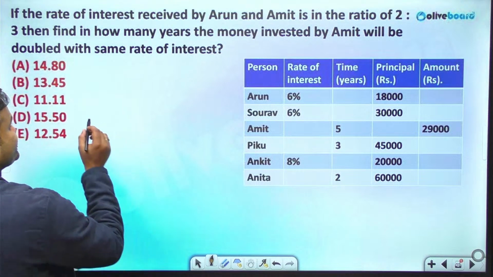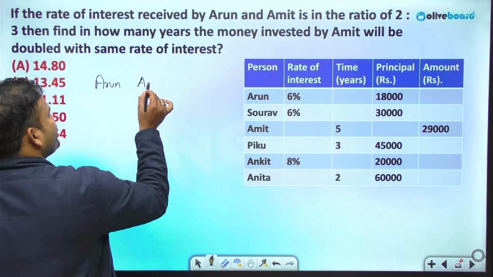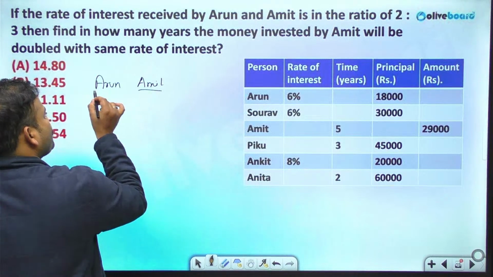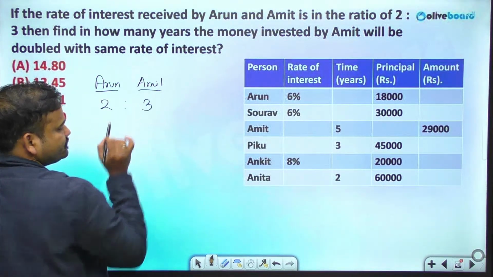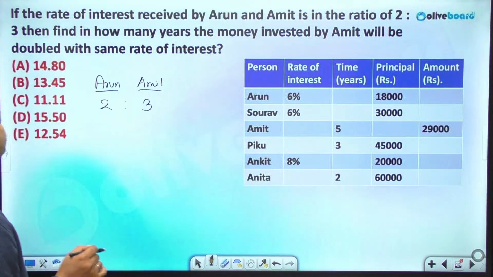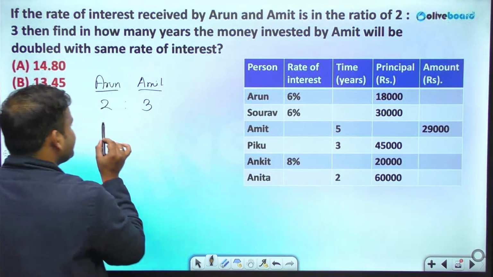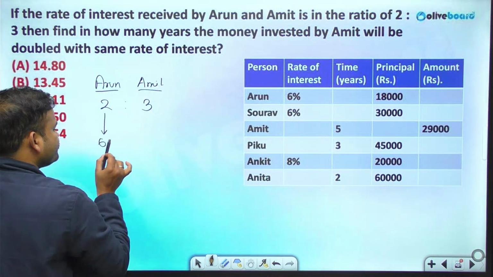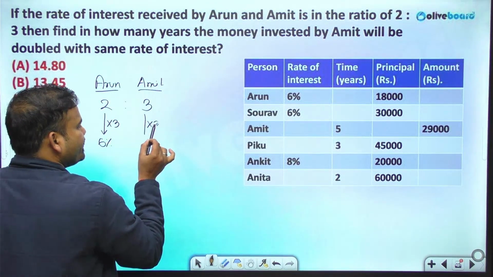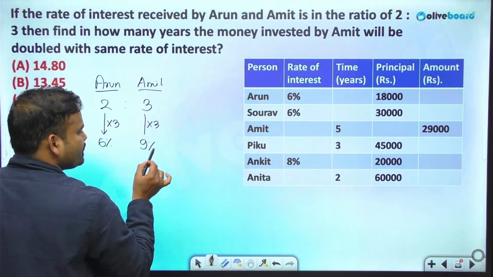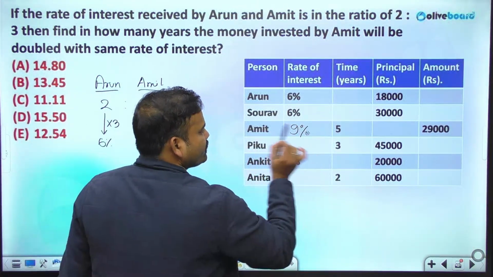Rate of interest received by Arun and Amit. We do have Arun over here and we have Amit over here. Arun और अमित का जो rate of interest है वो किस ratio में है? 2 और 3, in 2:3. Fine. Arun is having a rate of interest of 6%. So connect this with 6%. So this is 3 times. So basically the rate of interest of Amit will be 9%. Fine. So Amit's rate of interest was not known. Now it is being known.